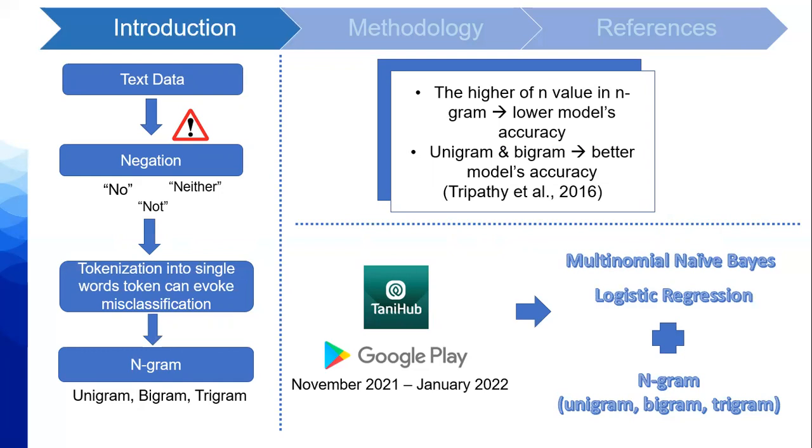The scope of this research is review data from users of the Tanihub application. The period of data is from November 2021 until January 2022. Two algorithms that will be used in this research are multinomial naïve Bayes and logistic regression, and they will be combined with three types of n-gram. There are unigram, bigram, and trigram.